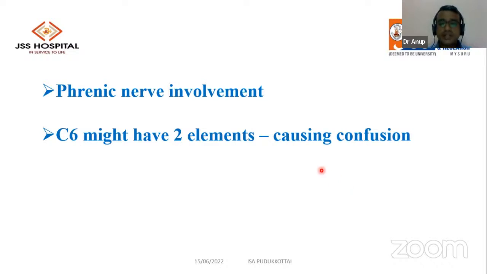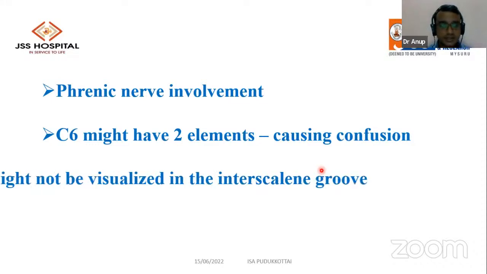So during an interscalene block, it can cause confusion because of the two elements of the C6 root, and most of the time we end up going in between those two elements. That is very dangerous. But when we use this upper trunk block, these two elements will again combine with the C5 to form a full trunk, that is the upper trunk.